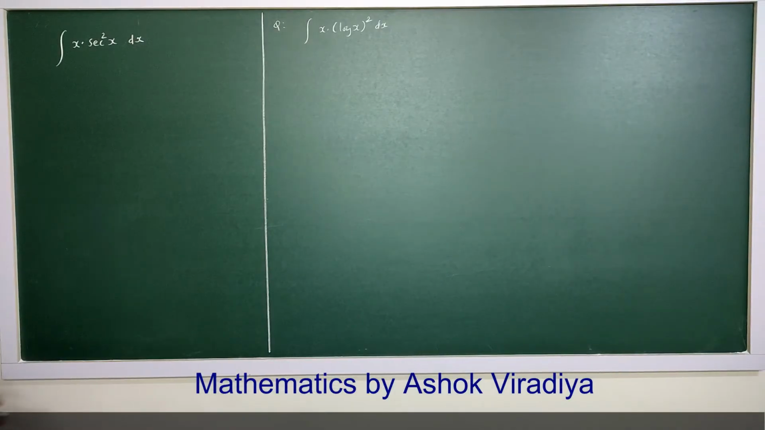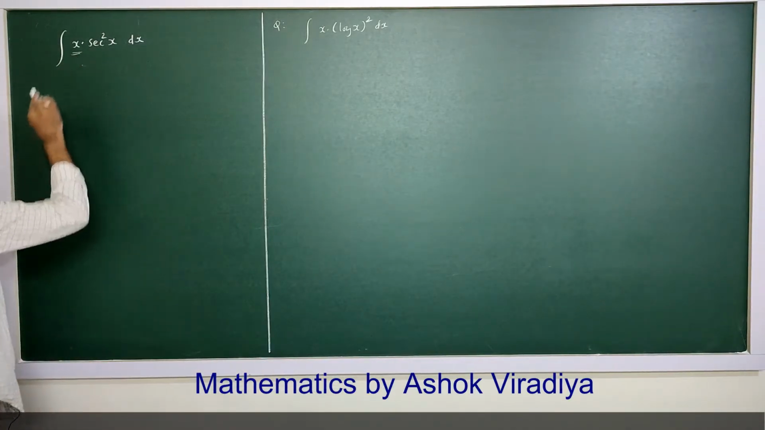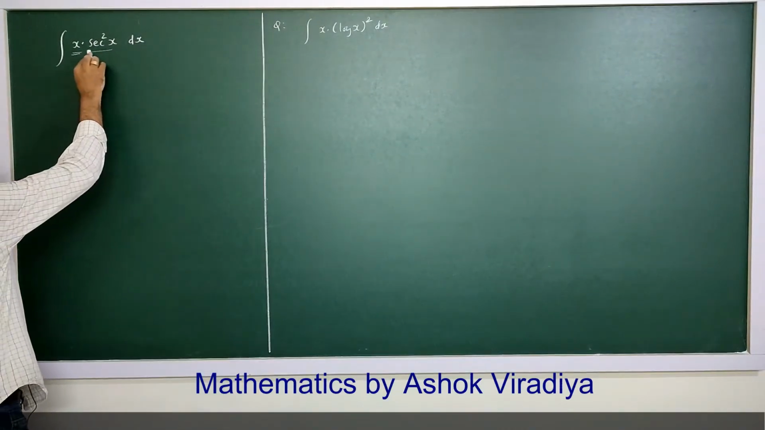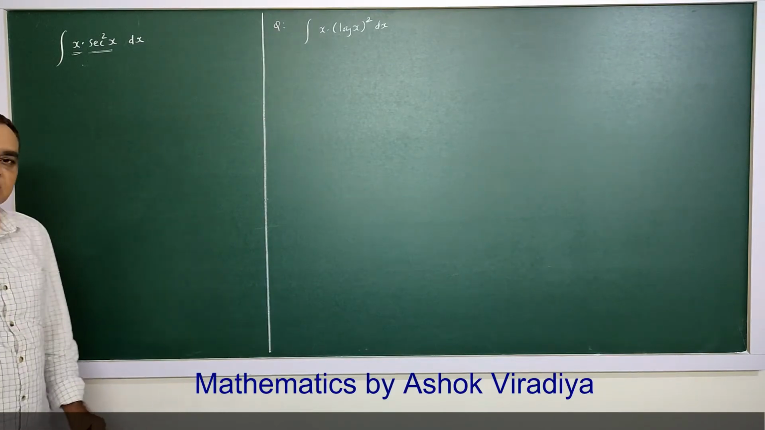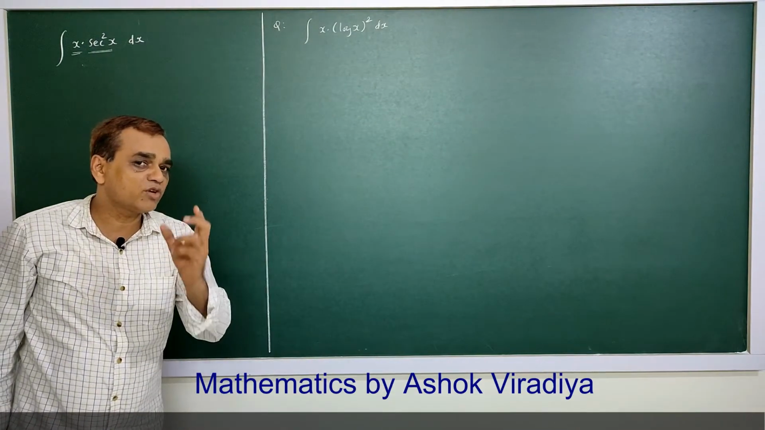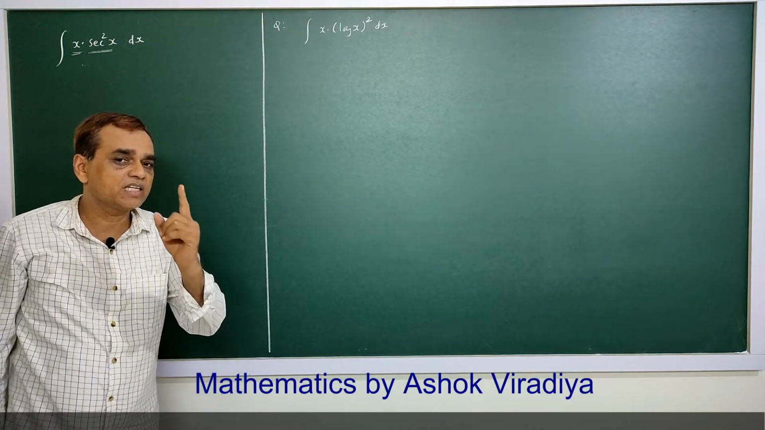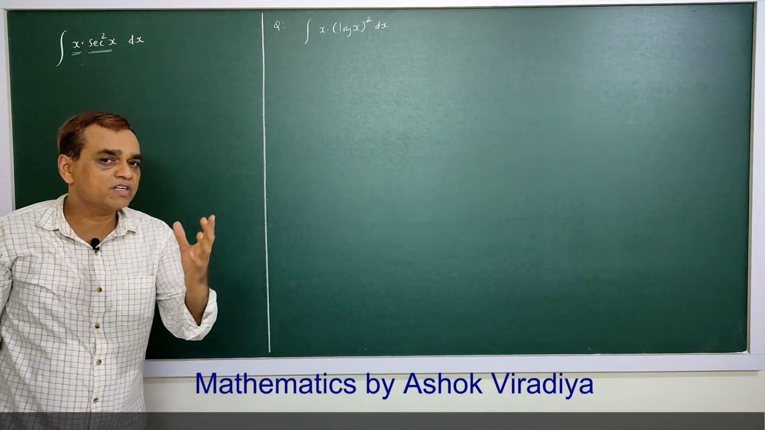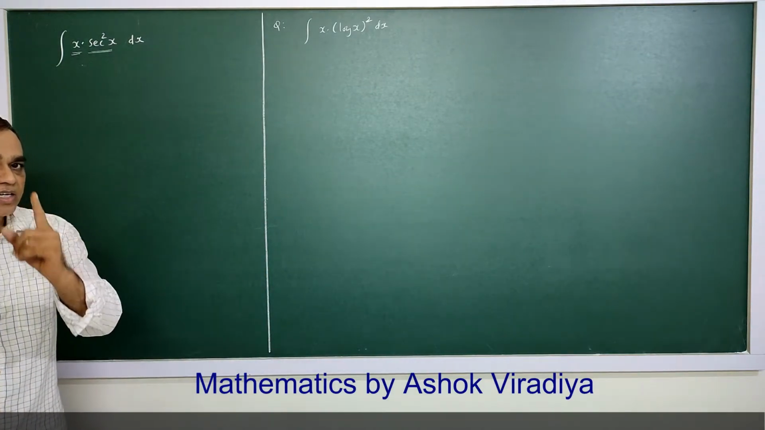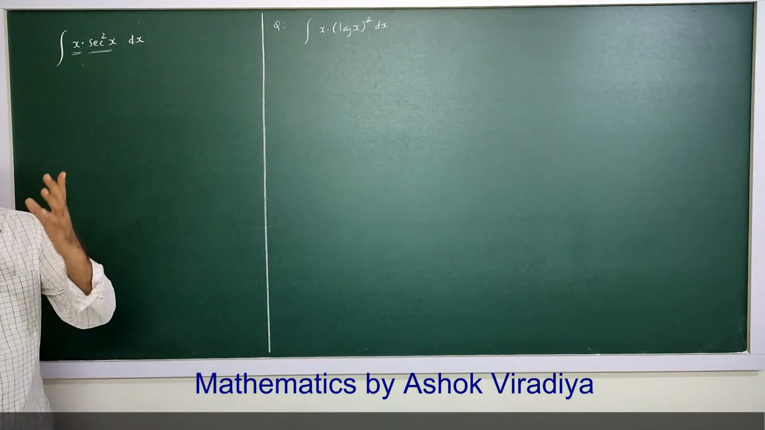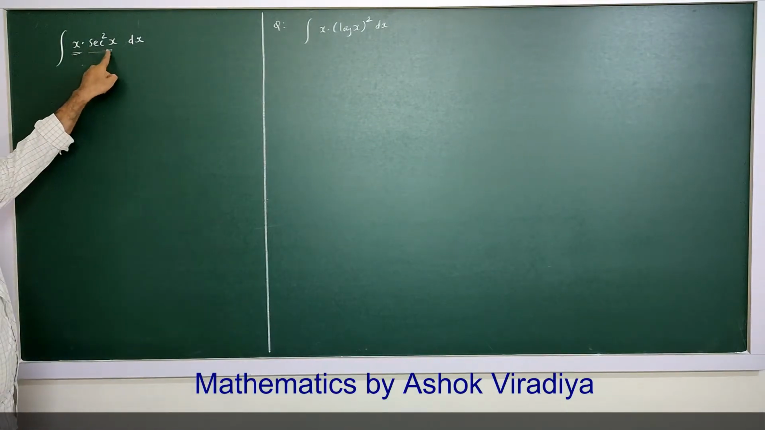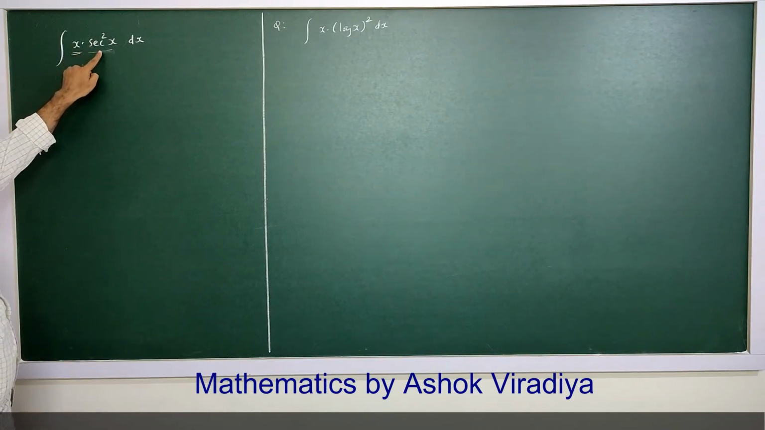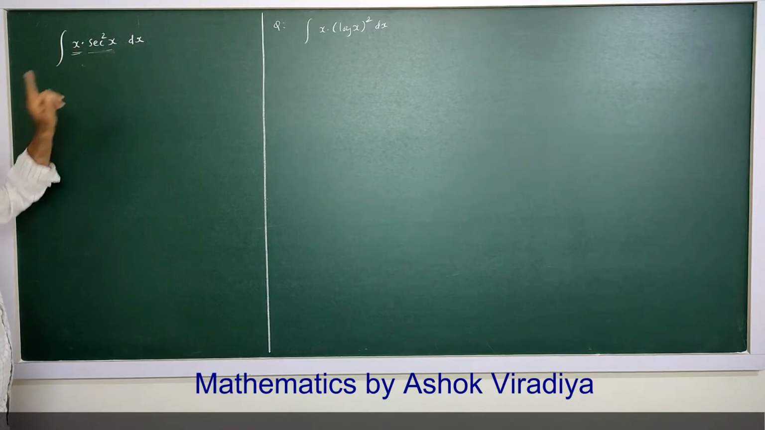Now see, this is an algebraic function, and this is a trigonometric function sec square x, and we have a formula for the integral of sec square x. Integral of sec square x is tan x. Whatever you choose as v, it should be easily integrable. So that's why we are choosing this as v. Algebraic, trigonometric: A comes first, T comes next.